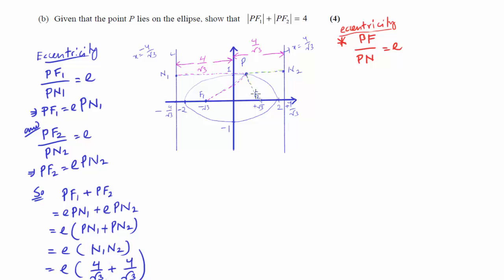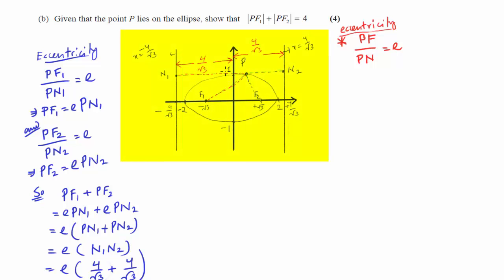So we now have to find, for any arbitrary point P on the ellipse E, the distances from that point to the two foci F1 and F2, that is PF1 and PF2, and we have to show that the total distance is 4.